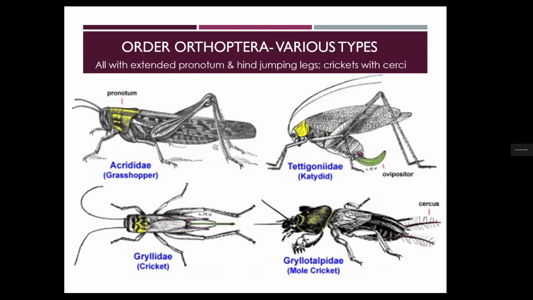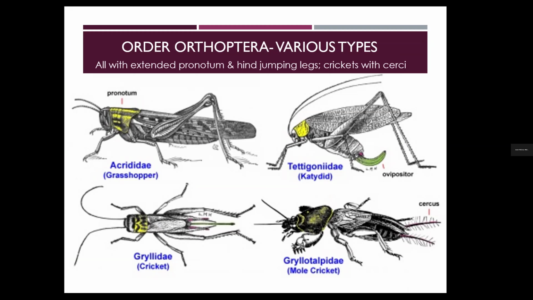On the bottom, we have two different types of crickets. So on the bottom left, we just have a regular cricket, like a field cricket or a house cricket. And on the right, we have a mole cricket. Crickets are going to have cerci, which are sensory structures that come off of the tip of their abdomen. And that's what you see colored in pink.